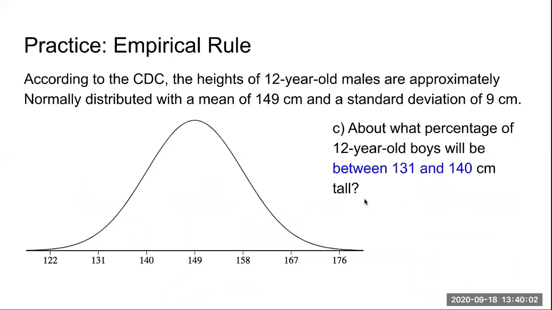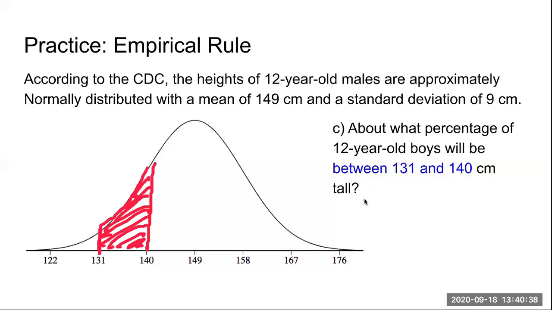Let's look at another example, part C: about what percentage of 12-year-old boys will be between 131 and 140? 131 is right here, 140 is right here. Again, there are a couple of different ways you can think of it. Students are always finding different ways to calculate this correctly. I would recommend doing that shading so you can make sure your answer makes sense. If you got an answer of like 50%, that probably wouldn't make a lot of sense. If you got an answer of 90%, that's definitely not 90% of the area under that curve.